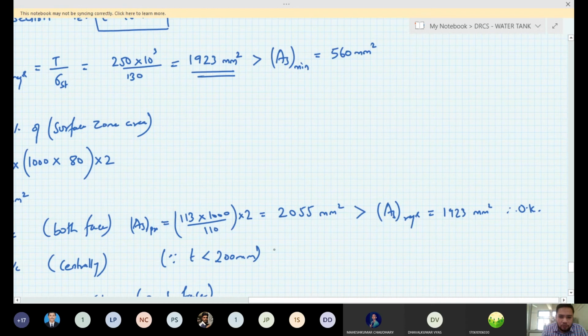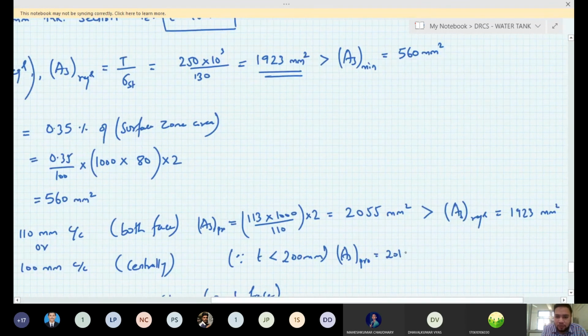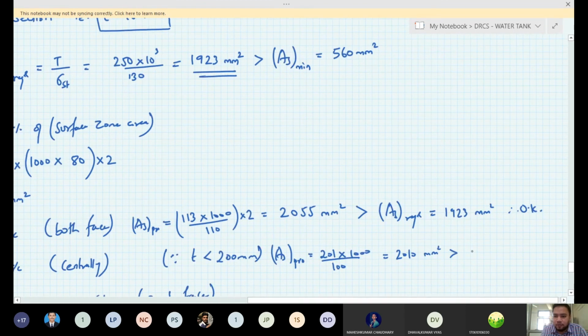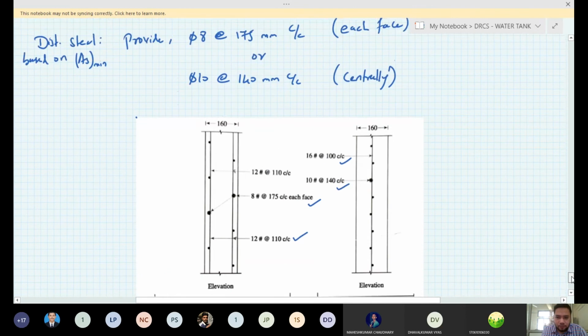And for the second case, AS provided: we are providing 16 dia. So area of 16 dia is 201 into 1000 divided by spacing, that is 100. So it will be 2010 mm square. Again, this is greater than the AS required, equal to 1923 mm square. So again it is okay. Whatever steel we have provided is okay.